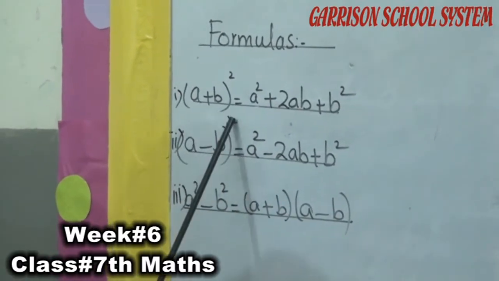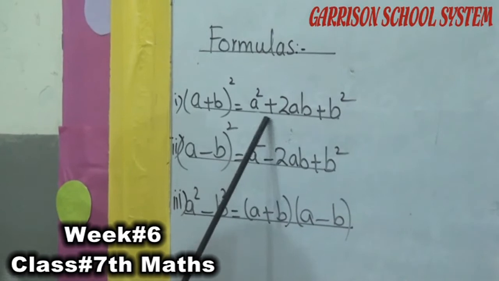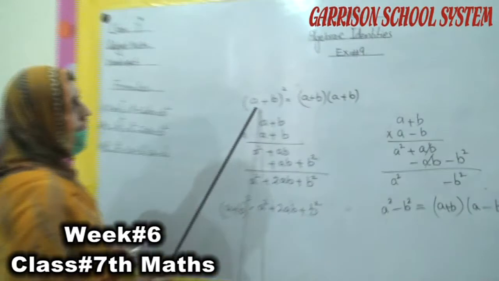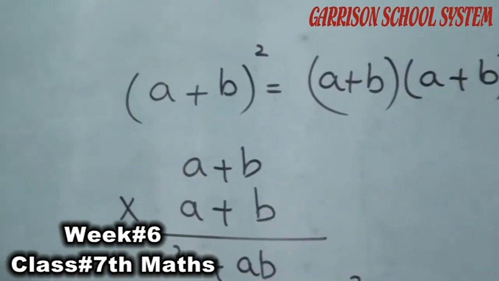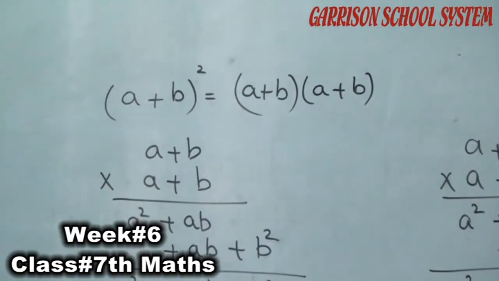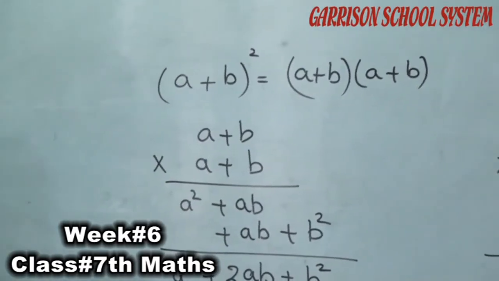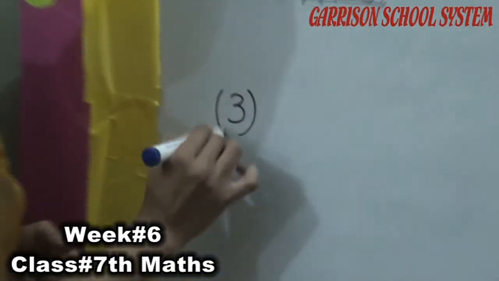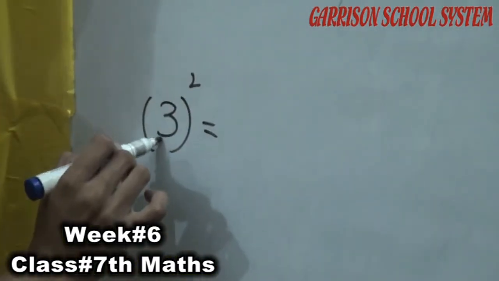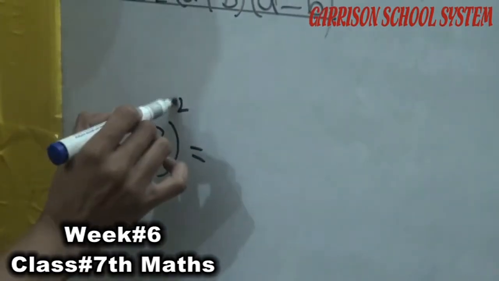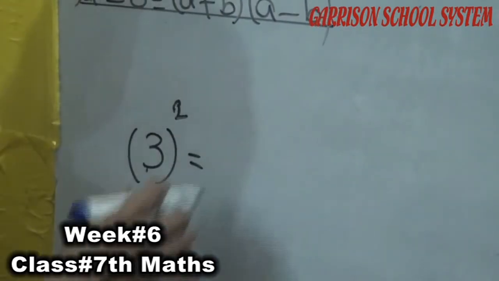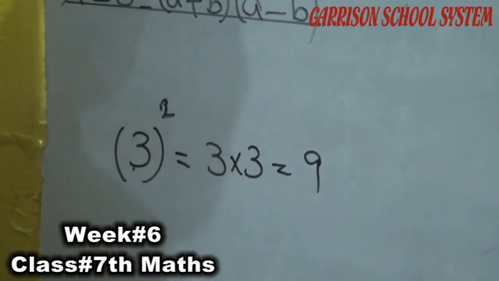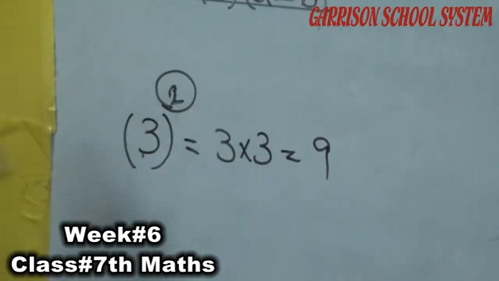How a plus b whole square is equal to a square plus 2ab plus b square. Here is the proof of this. A plus b whole square. Square means to multiply the number by itself 2 times. For example, if I am going to say 3 whole square, it means we have to multiply the 3 how many times? 2 times. So 3 square means 3 multiplied by 3. 3 3s are 9. This is the square mean.